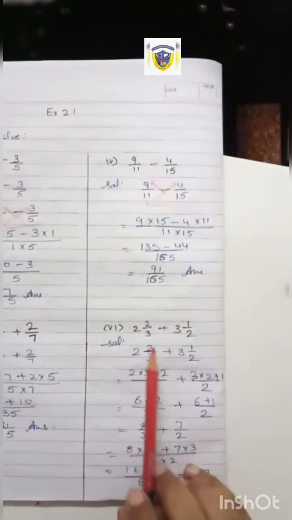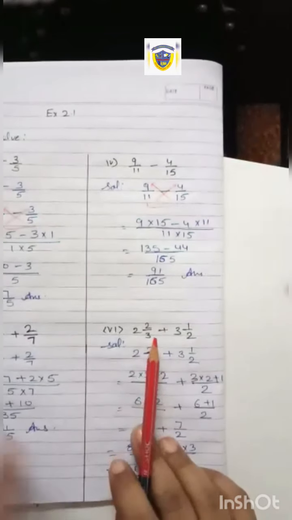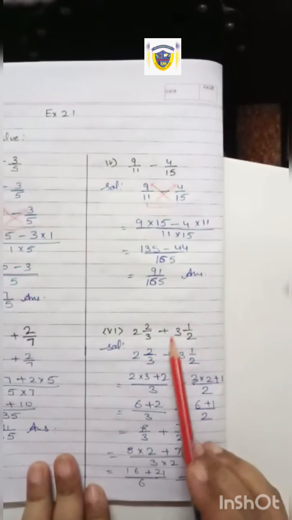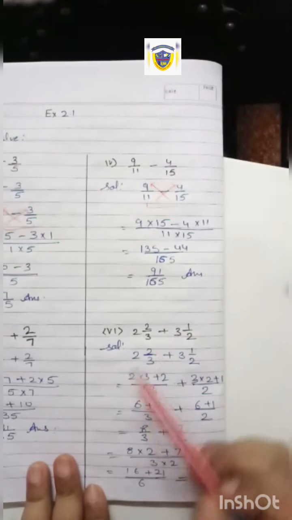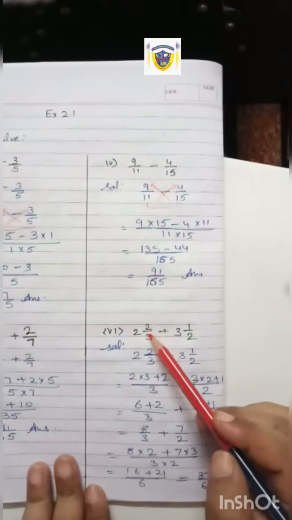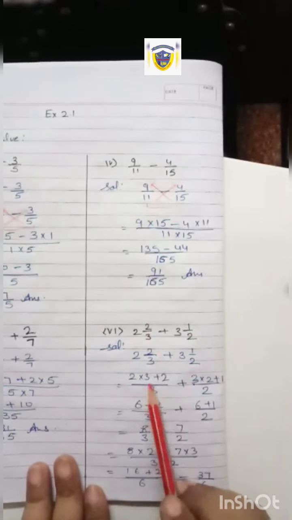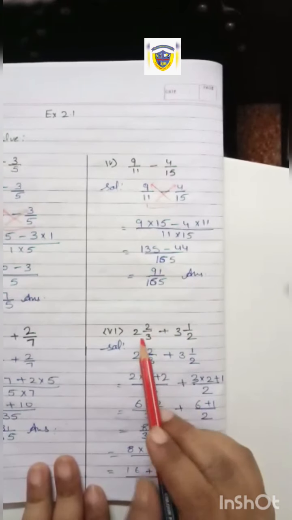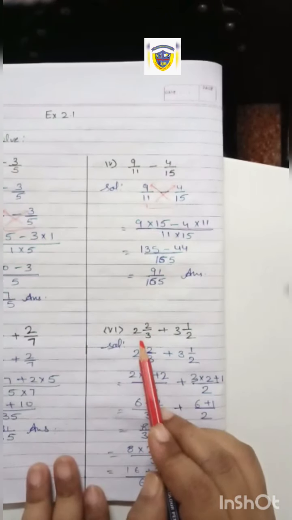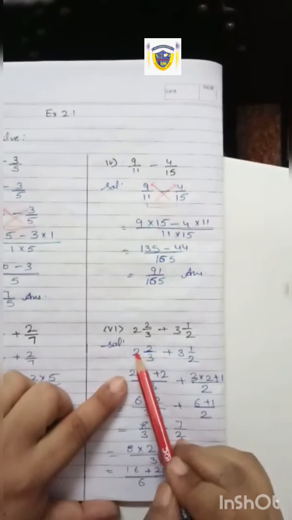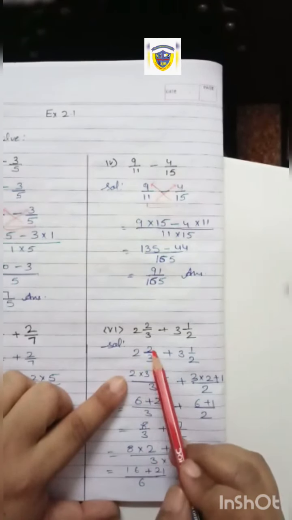Clear all? Next we have addition of two mixed fractions. Here what we will do, we have to solve this mixed fraction first. We have to convert this mixed fraction into an improper fraction. How will we convert this mixed fraction into an improper fraction? It's very easy. First we will multiply this 3 to 2, 3 2s are 6, then we will add this 2.